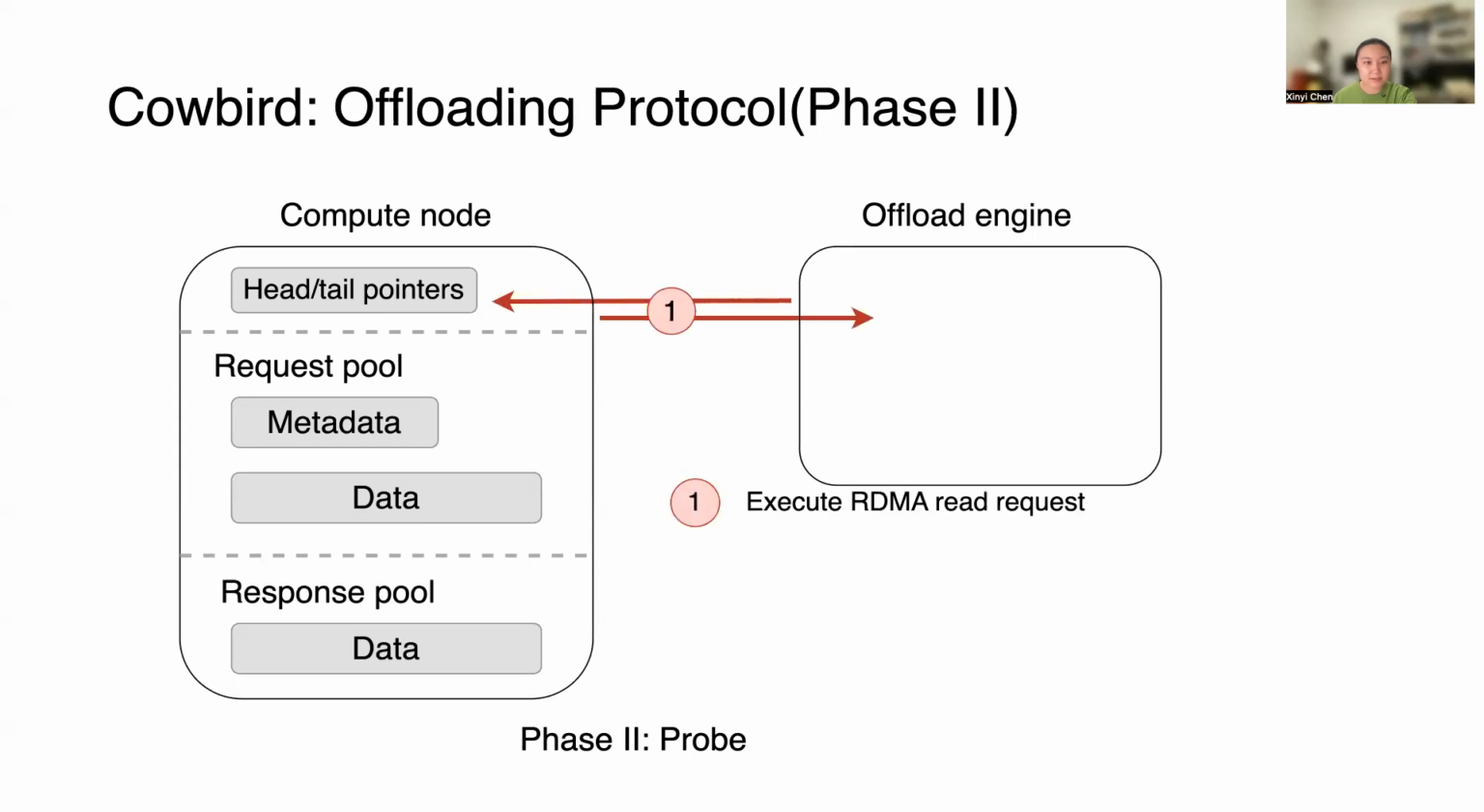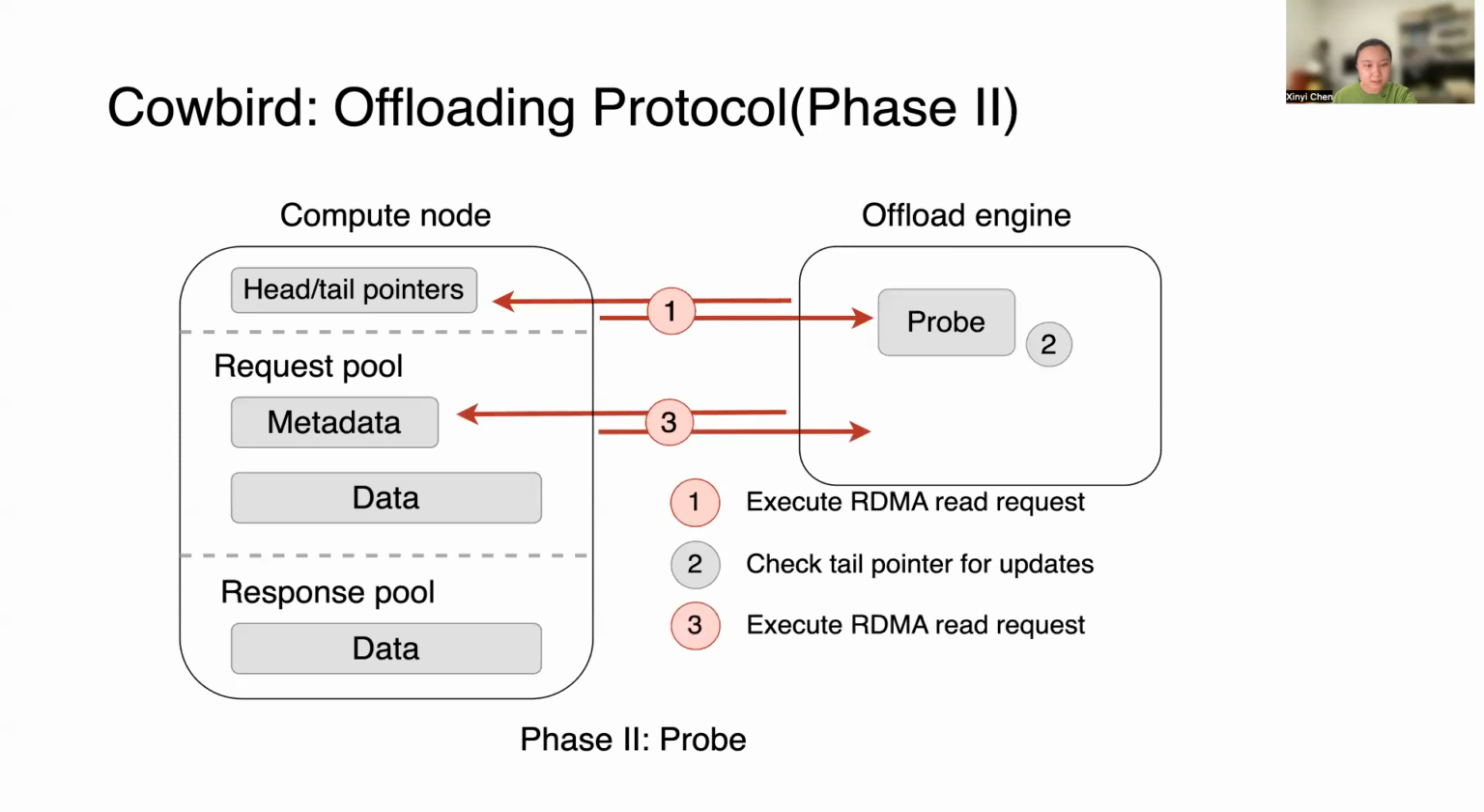Step 1: the offload engine generates an RDMA read to read the tail pointer of the metadata buffer. Then in the second step, the offload engine gets the RDMA read response and checks whether there is an update for the tail pointer. In the third step, if there is an update, which means there are new requests from the application, it will generate an RDMA read to read the real content in the request metadata buffer. Then in the fourth step, it will parse the metadata in the payload.